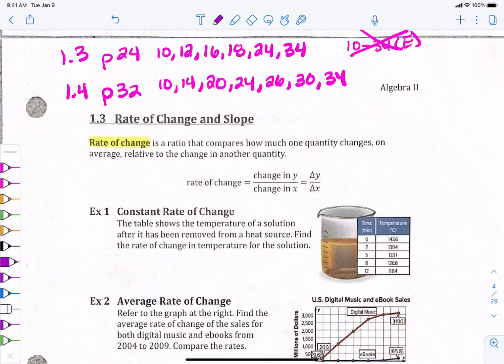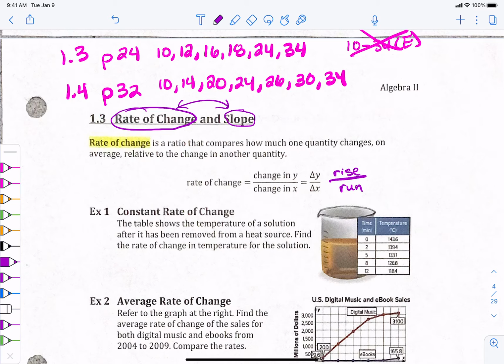Those two terms are used interchangeably. Rate of change is asking for the slope and vice versa. They mean exactly the same thing. The slope or the rate of change is the rise over the run. Have you heard that before? Yes. Rise over run, rate of change, rise over run, okay?